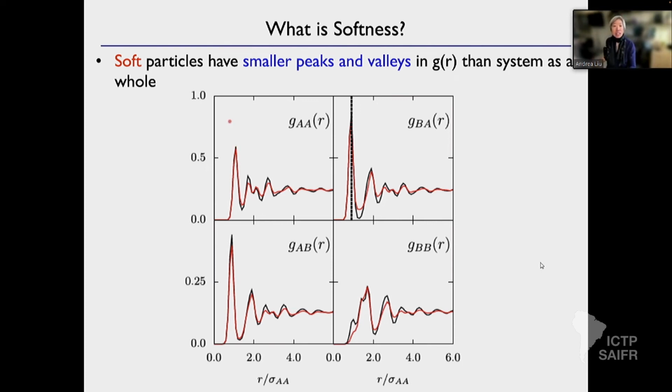And if you look at the ones that are on the soft side of the hyperplane, that's the red. You see they have lower first peaks and higher first valleys, lower second peaks. So they have lower peaks and higher valleys. And what that says is that the soft particles have weaker cages. So in the end, when we define softness as a weighted integral of the pair correlation function, or weighted sum, it is simply a quantification of the cage. And the softer it is, the weaker the cage.